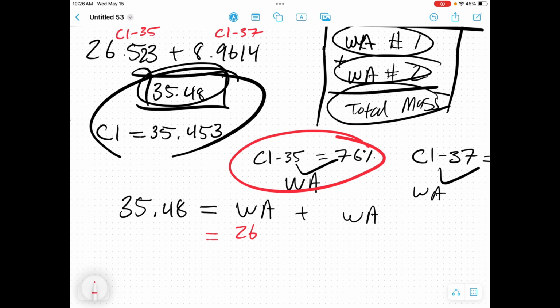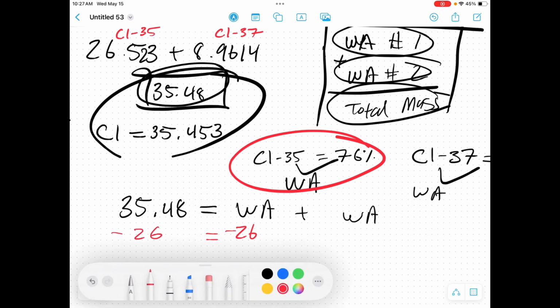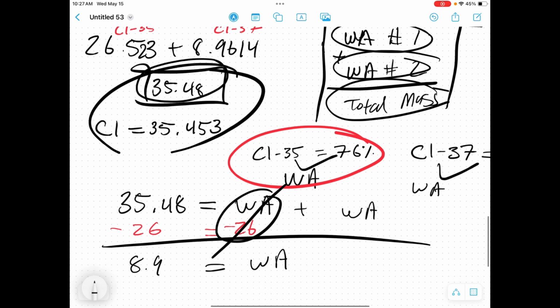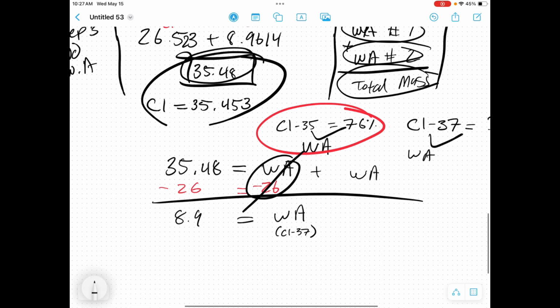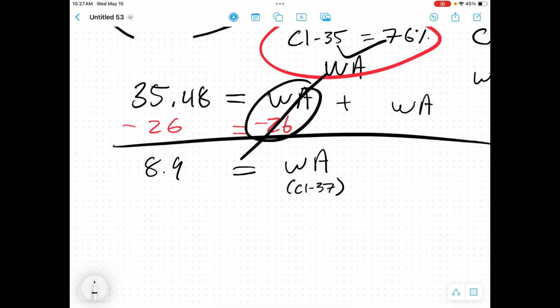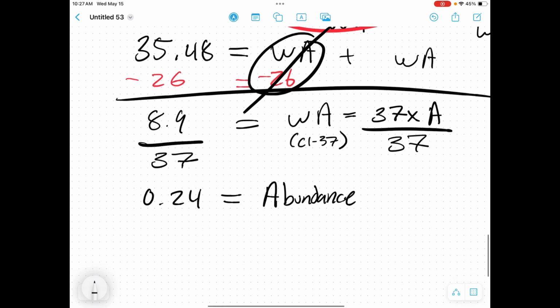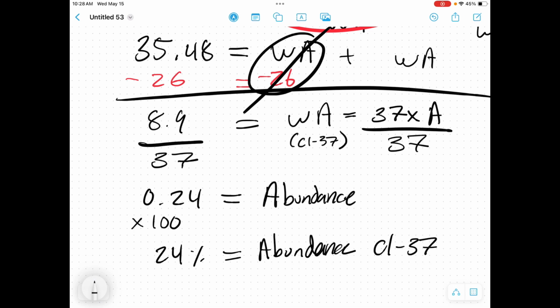And you would say, oh, okay, well, I know that weighted average is 26, so if I subtract 26 from both sides, that weighted average would cancel out. You would get like 8.9 left over. 8.9 would be your weighted average for chlorine 37. And then you would say, okay, well, I know my weighted average is 8.9. My mass is 37. And your weighted average is just your mass times your abundance. So if you divide both sides by 37, you'll get like 0.24 should equal your abundance. And then if I want to turn that into a percentage, multiply by 100%. So you'd get 24% as your abundance of Cl37.